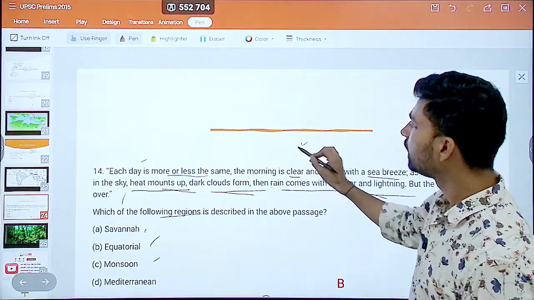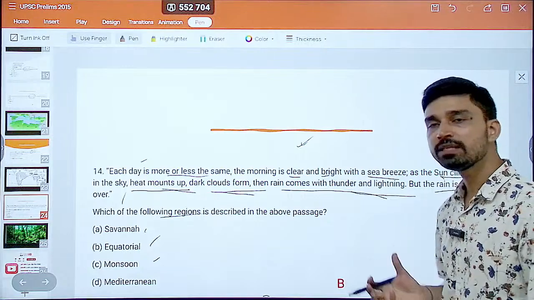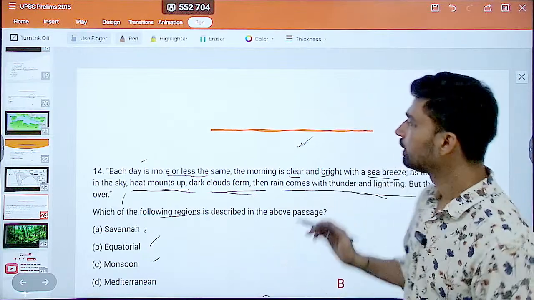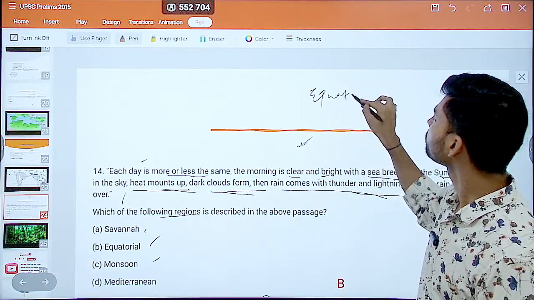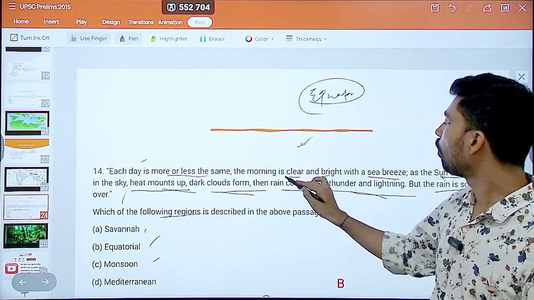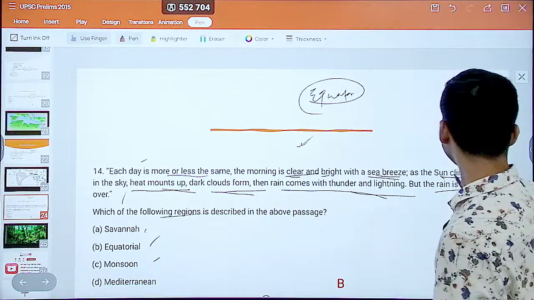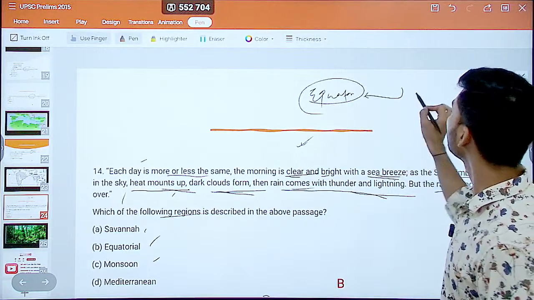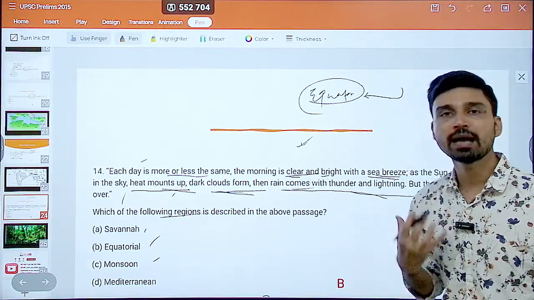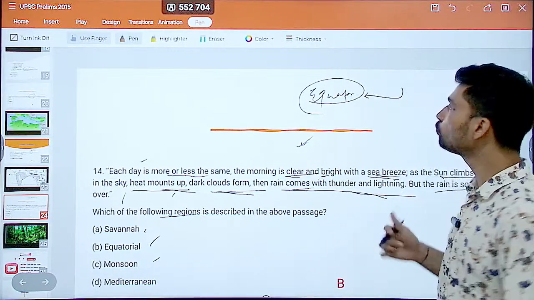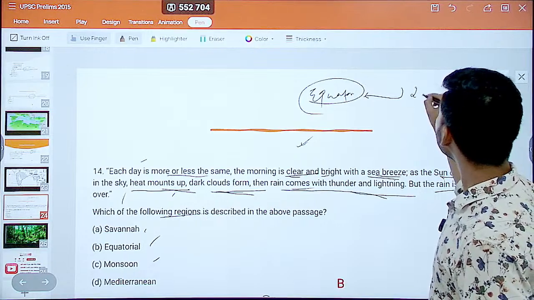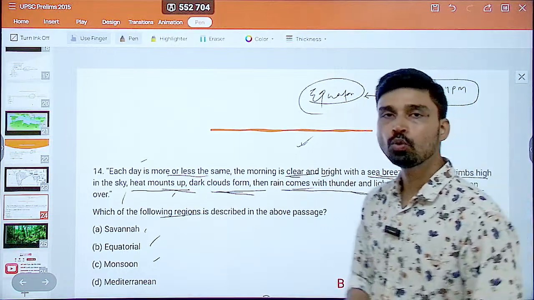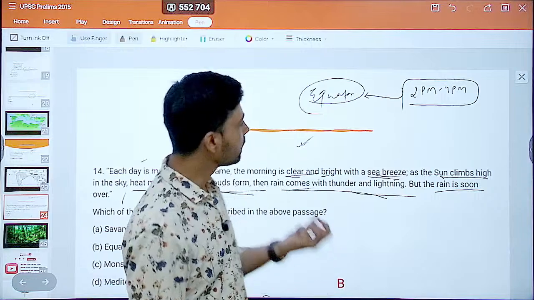Now here, if we talk about each day being more or less the same, what does it mean? It means that the length of the day and the length of the night are almost the same in nature. That we have discussed. Generally where does it happen? Around the equator zone. Morning is clear and bright with sea breeze. As the sun climbs high, heat mounts up, dark clouds form, the rain comes with thunder and lightning. That also is characteristic of the equatorial zone, because every day it receives a very high amount of solar energy, and what happens? Every day somewhere between 2 p.m. to 4 p.m. the cloud density is very, very high, and thus for 2 hours you have very heavy sudden rainfall that is recorded here.